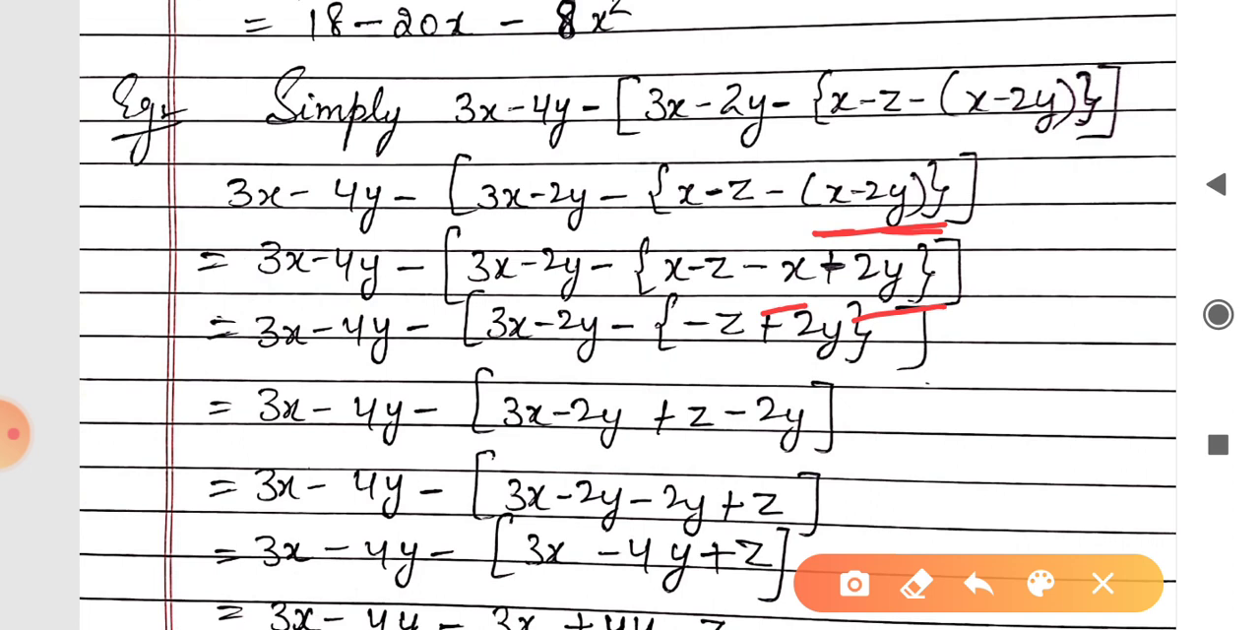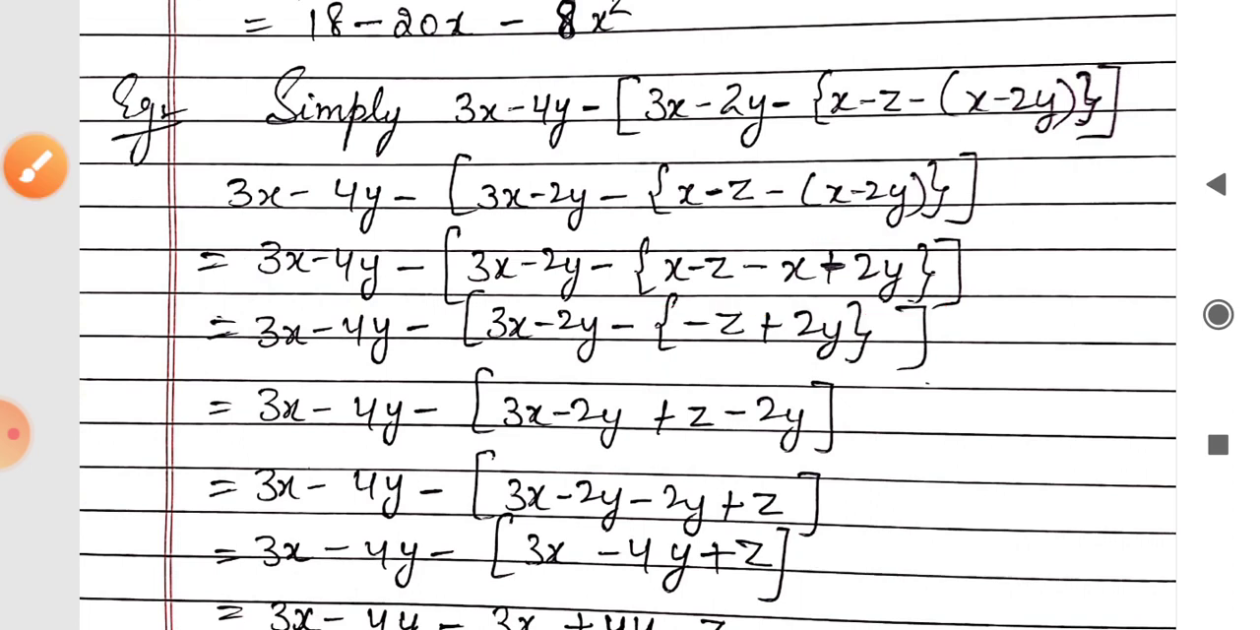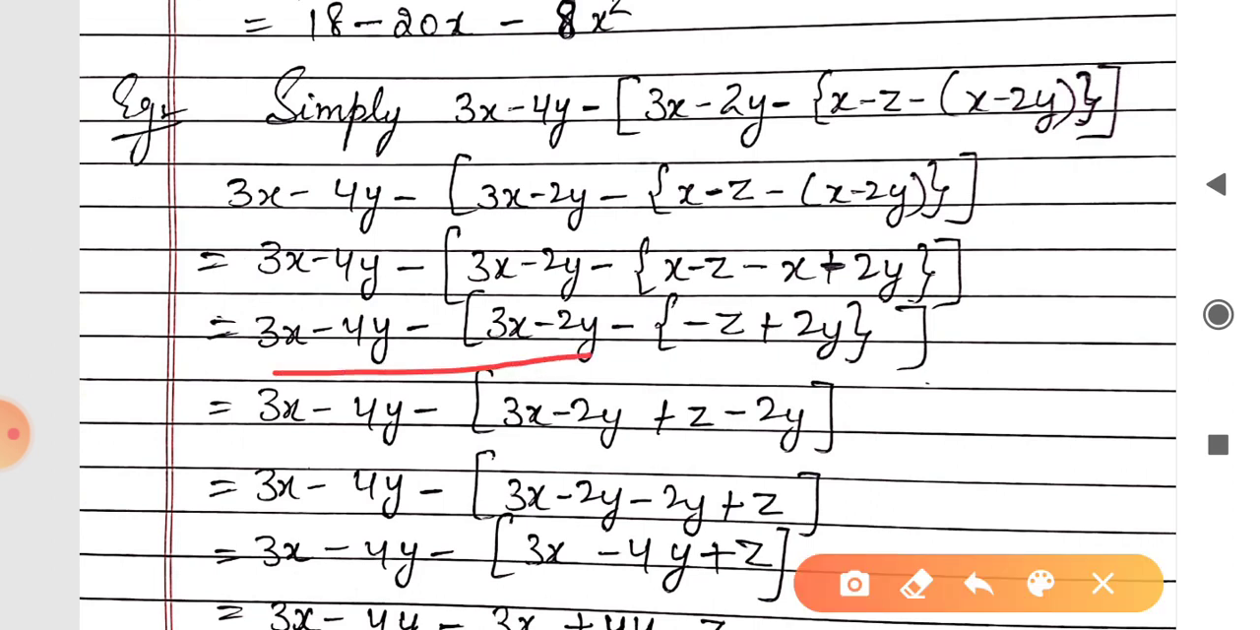Next we will solve the curly bracket. Other terms will be written as it is, and in the curly bracket there are some terms, x minus z minus x plus 2y. Here x and minus x are like terms, so solve them. x minus x will be 0, so it will be cancelled out. Then minus z and plus 2y are left, so write them here, minus z plus 2y. We cannot solve minus z and 2y because these are unlike terms.